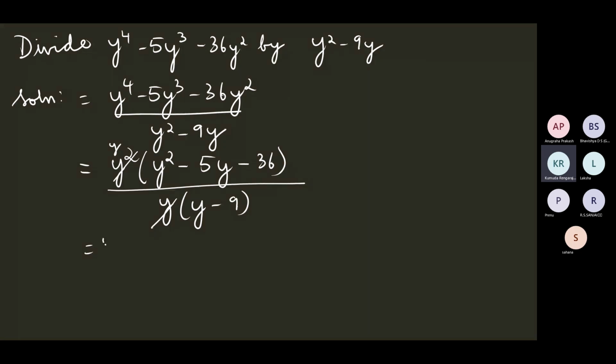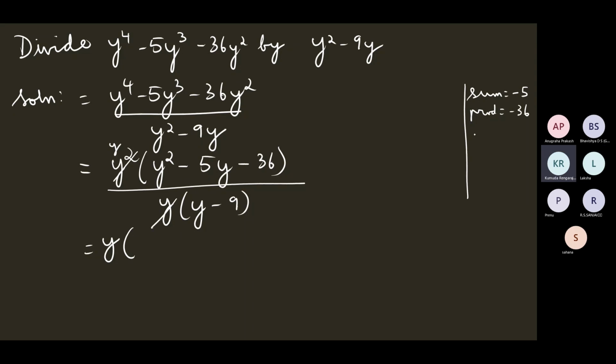So as Anugraha said, write y outside as it is, and then split the middle term. You can do that in the rough column. What is the sum, children? Sahana, what's the sum? Laksha, what is the sum? Minus 5. Yeah, correct. Very good, Sahana. Minus 5. Laksha, what's the product? Ma'am, minus 36.